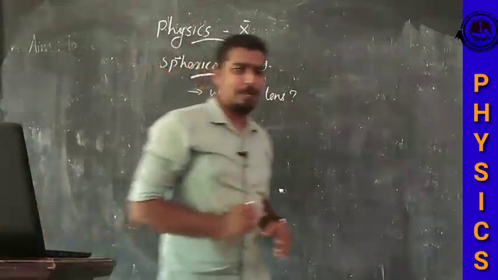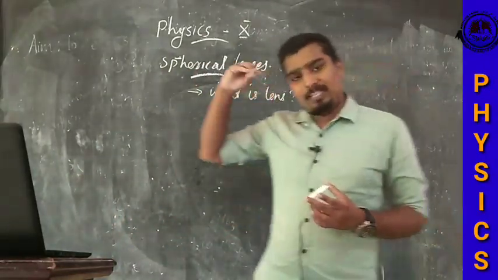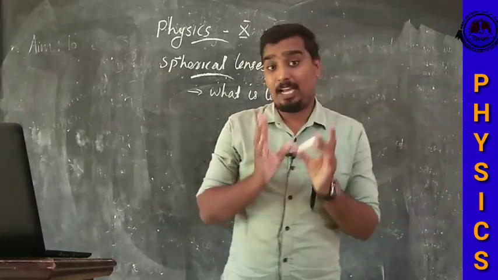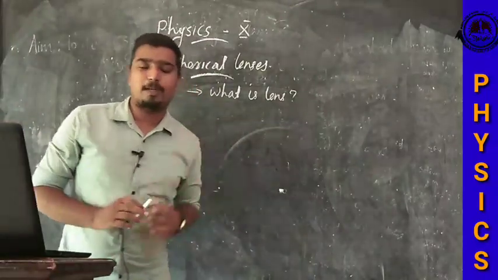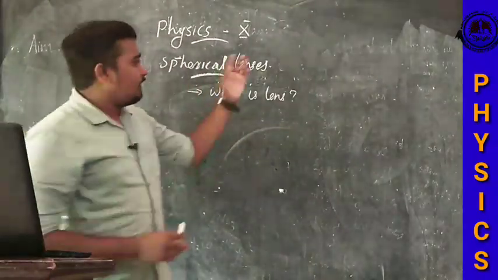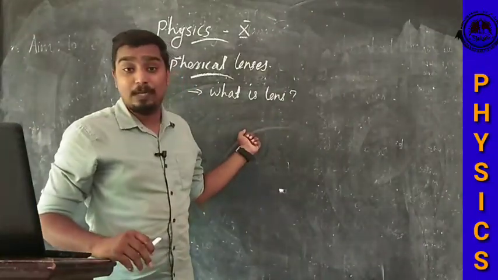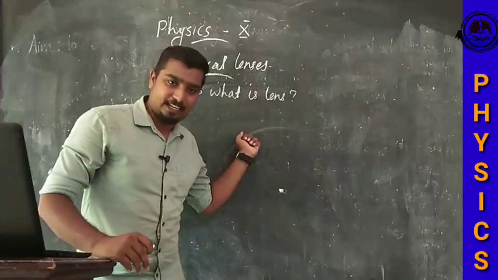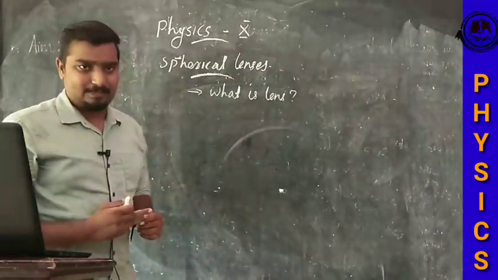What is a transparent medium? A transparent medium means if light is passing through an object, that type of object is called a transparent object or transparent medium. Here, a lens is a transparent medium having a spherical surface. There are two types of lenses.